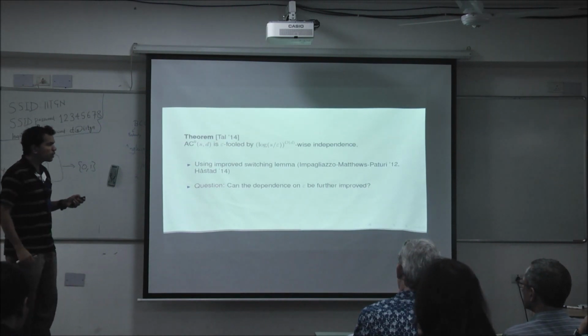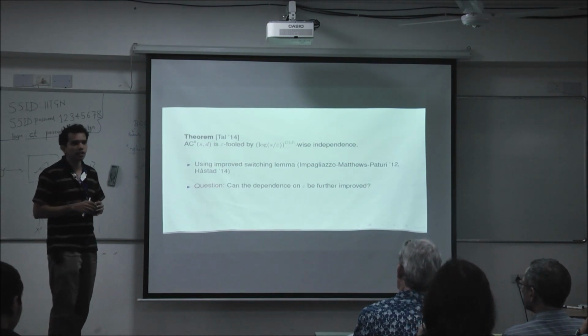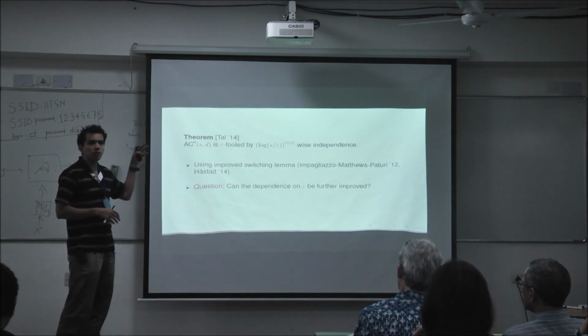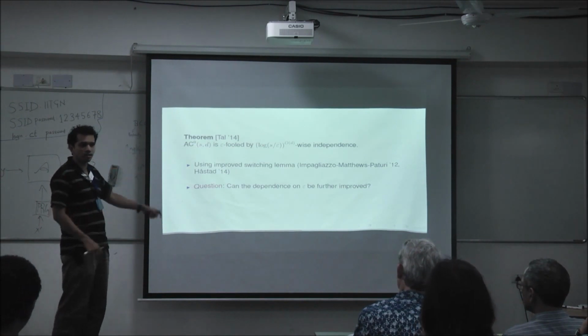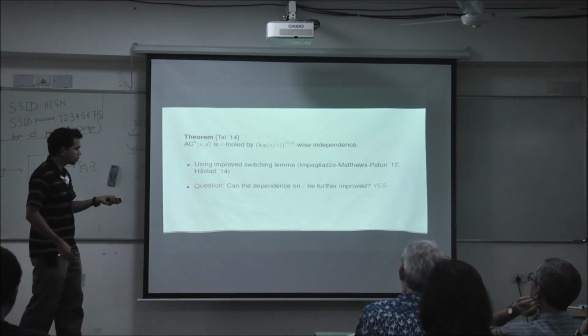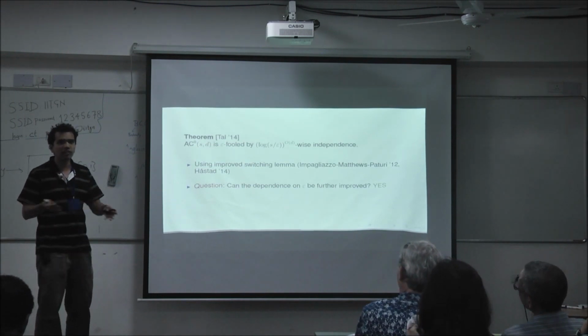Now you can ask, is this the end of the road? Can we do a little bit better? In particular, can the dependence on epsilon here be improved in the similar way that we improved the dependence on epsilon in our theorem? I wouldn't be asking this question if the answer was no, so the answer is yes. And indeed, this is why we improve our theorem.